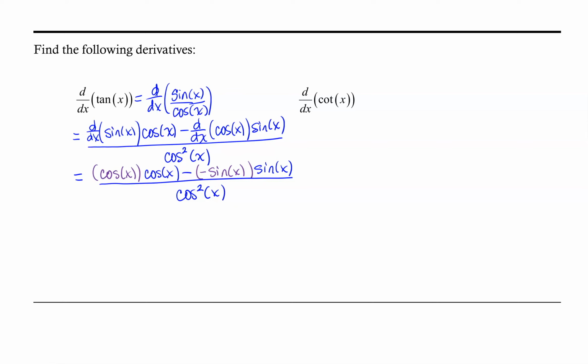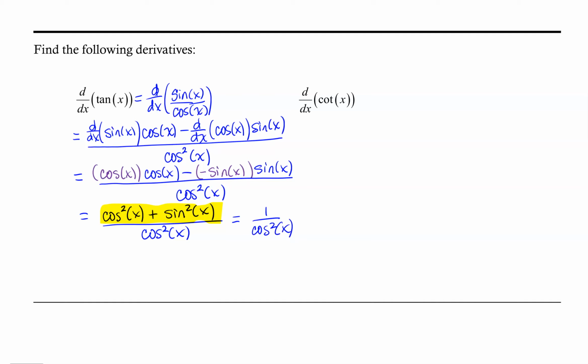Continuing to simplify our numerator, we get cosine squared of x plus sine squared of x, all over cosine squared of x. And now there's the Pythagorean identity that cosine squared of x plus sine squared of x is equal to 1. So this is actually equal to 1 over cosine squared of x.